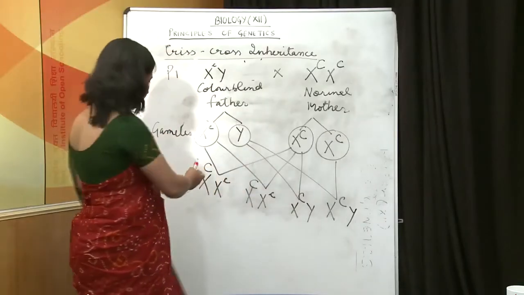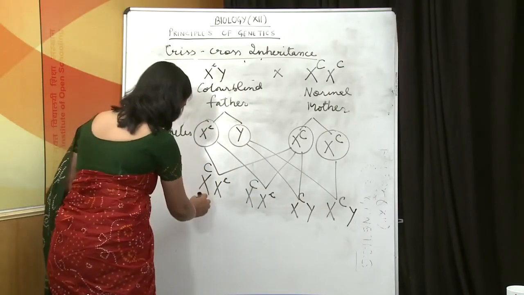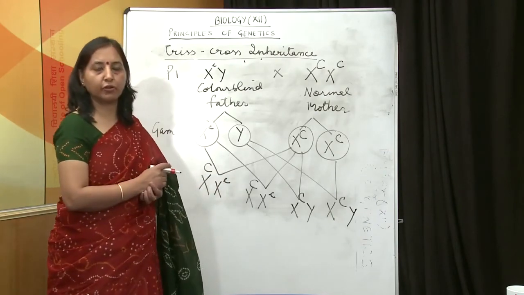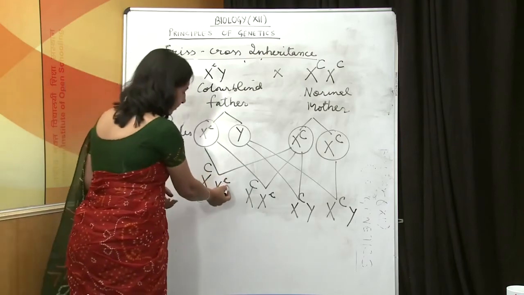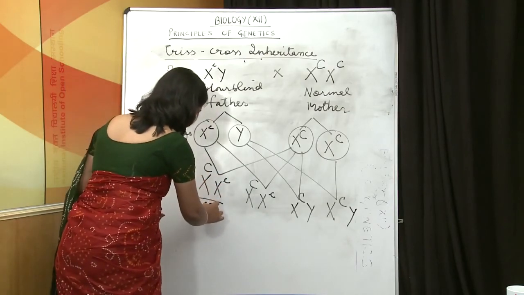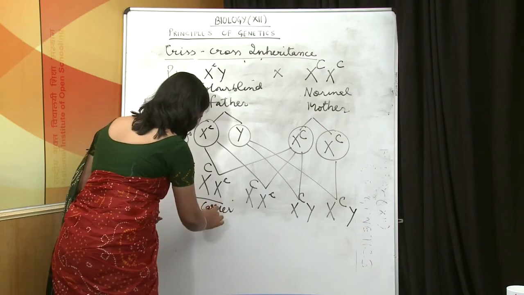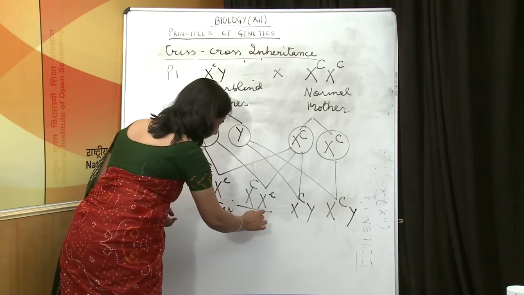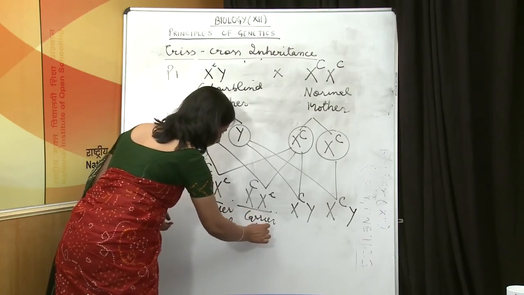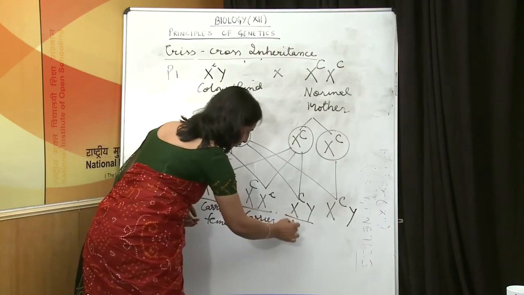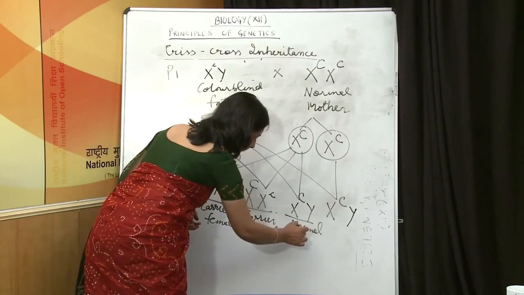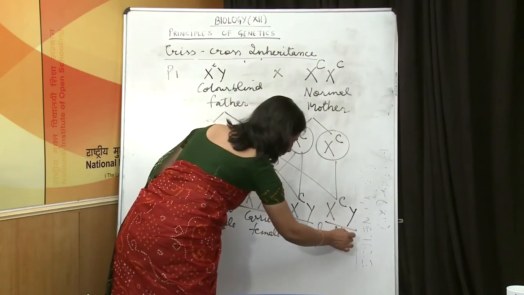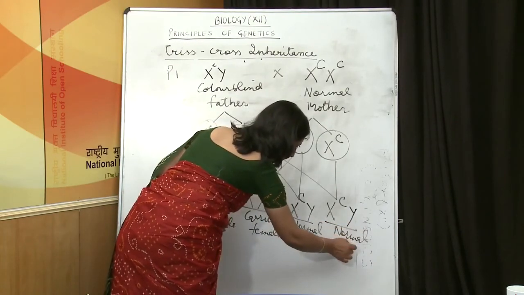We can see here this daughter would be containing this defective gene, though the daughter will not suffer from color blindness because it's a recessive gene, but she would be a carrier of this gene. So this would be a carrier female, this would be a carrier female, this would be a normal son or normal male, and this would also be a normal son or normal male.